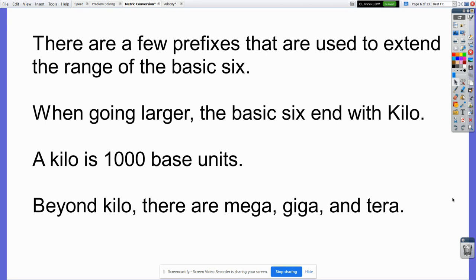Beyond kilo, we have mega, giga, and tera. Those probably sound pretty familiar to you because they are used in computing. Megabytes, gigabytes, terabytes, megahertz, and gigahertz. They come up often when we're talking about computers and processors and memory and Wi-Fi. These 3 prefixes are becoming a part of our normal everyday lives.